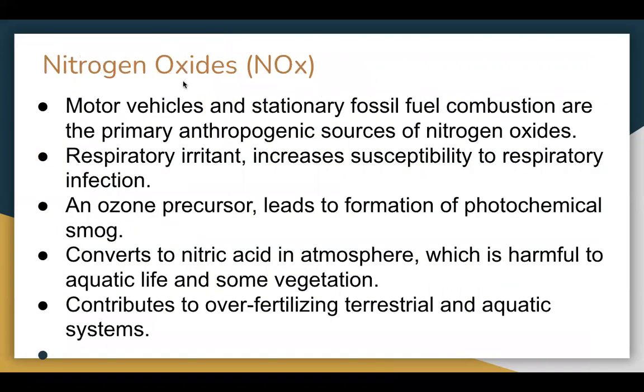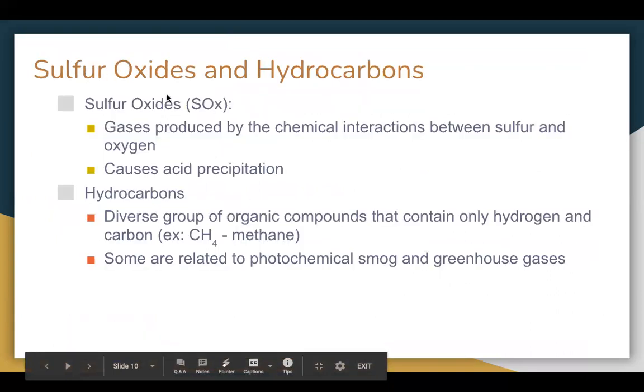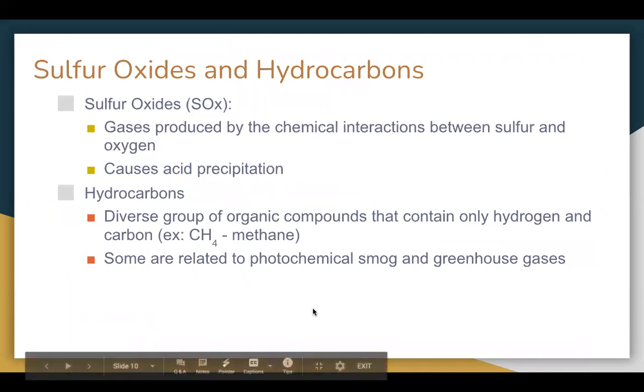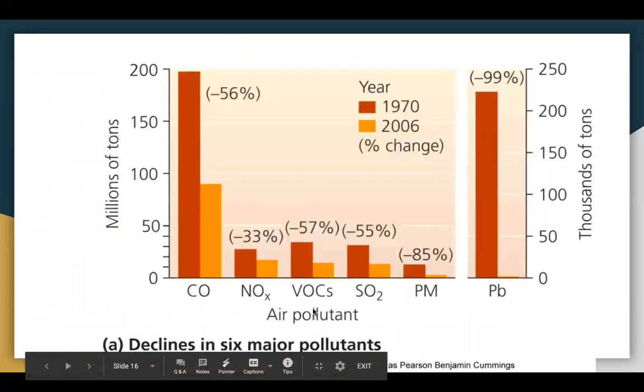So NOxes are really important. This comes from motor vehicles and from fossil fuel combustion. It irritates the respiratory tract. It's going to lead to ozone, and it's going to cause nitric acid. And that's what we want to talk about today. SOxes come from the burning of coal, and this is also going to cause acid precipitation, and we're going to hear about that today. Okay, so I'm going to skip through the rest of this.